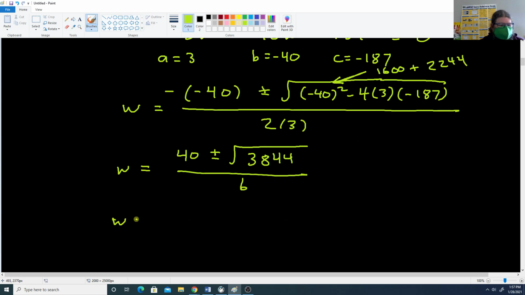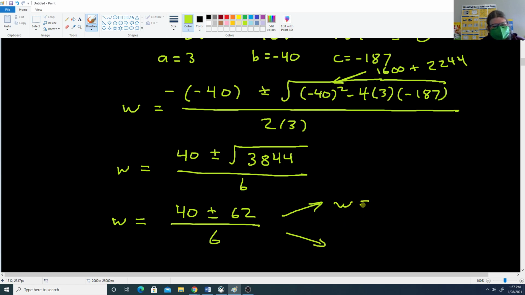So we say width is equal to, let's figure out what the square root of 3844 is. Happens to be 62. So we get 40 plus or minus 62 over 6. So that's going to turn into 2 solutions. We get 40 plus 62 divided by 6, which is 17.